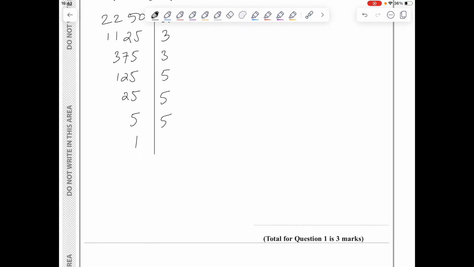So writing this as a product of powers of prime factors will be 2 to the power of 1 times 3 squared times 5 to the power of 3.